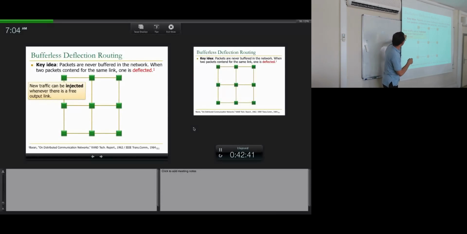And new traffic, in this case, can be injected whenever there's a free output link. So if you look at a router, if a node here is trying to inject a packet, if all of its output links are busy, it cannot inject that packet. That's the idea. So we're going to re-examine this choice for on-chip interconnects soon.